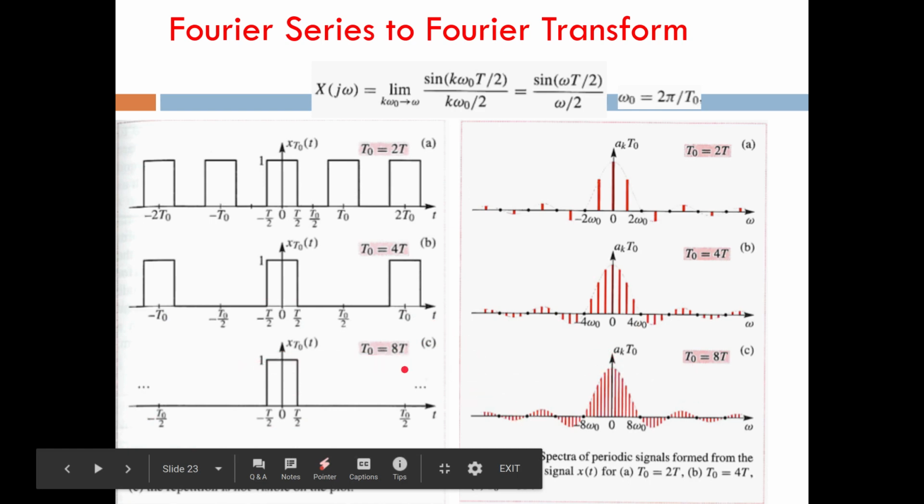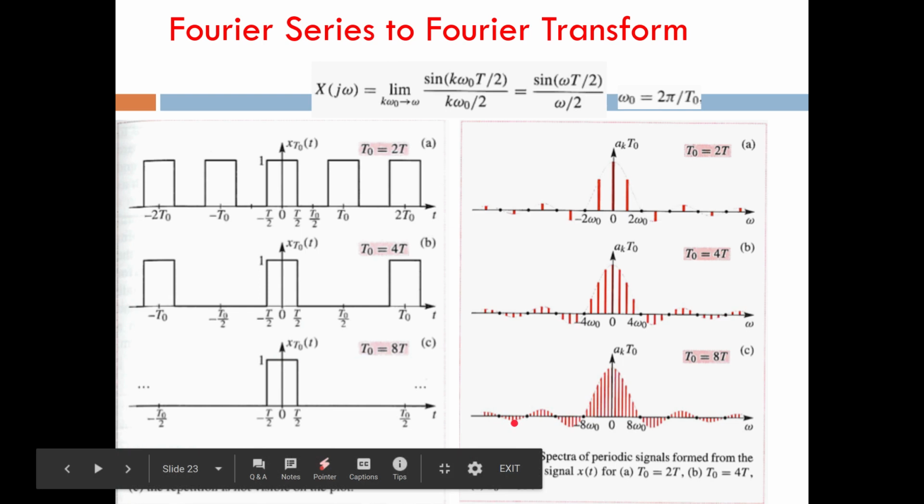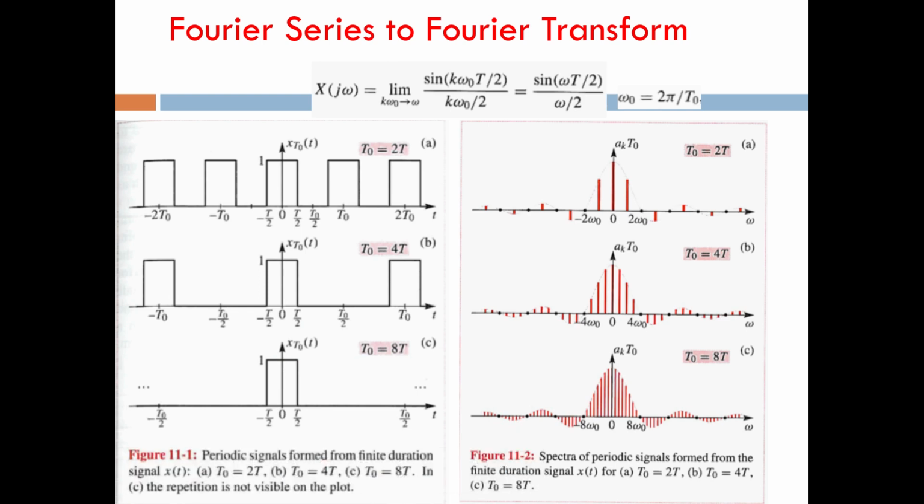So this just implies that as a signal's period tends to infinity, then the spectrum of such a signal can be considered continuous. Now when this happens, it's known as a Fourier transform. Thus Fourier transforms are defined for aperiodic signals.